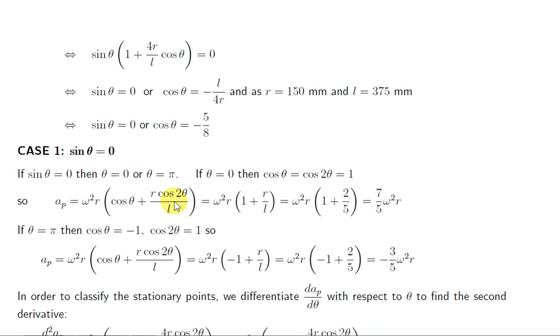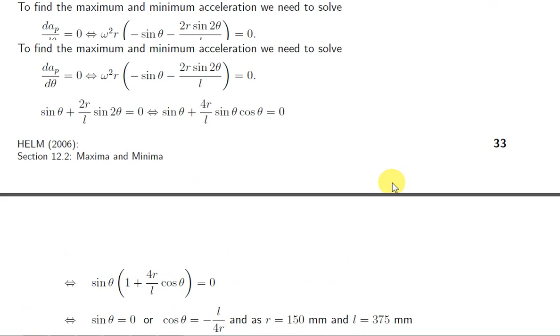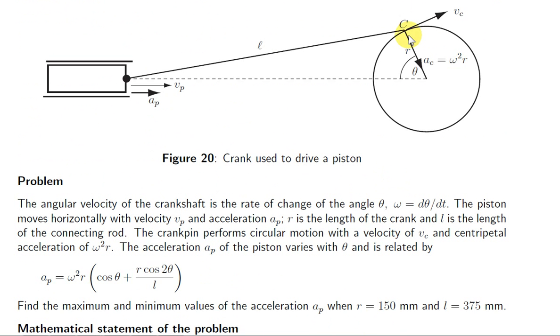Well, let's go back to the formula for the acceleration. If theta is 0, then the cos of 0 is 1. The cos of 2 times 0 is also 1, of course. So we plug in 1 for cos theta and 1 for cos 2 theta. And we plug in our values for r and L. That's 150 and 375. So 150 divided by 375 is 2/5. Now the acceleration is given in terms of omega squared r actually. That's the centripetal acceleration of the crank pin. Omega squared r is AC.